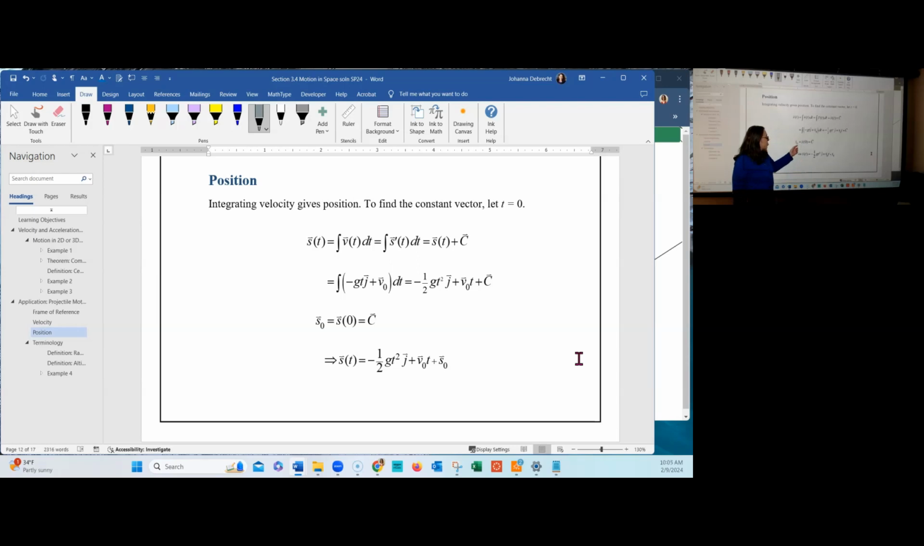Then we can let s naught represent the initial position of the arrow, which, if I put the origin at the moment where it is shot, is 0. The ground would be a negative position, but the initial position would be 0. And this gives me the formula for position: negative 1/2 g times t squared in the j hat direction plus v naught t plus s naught.